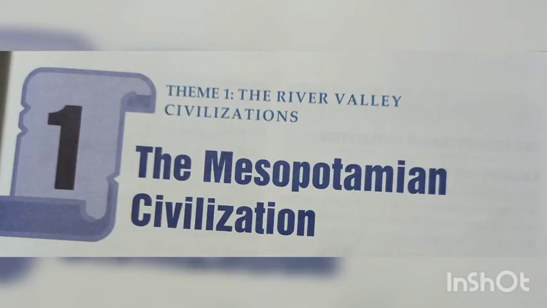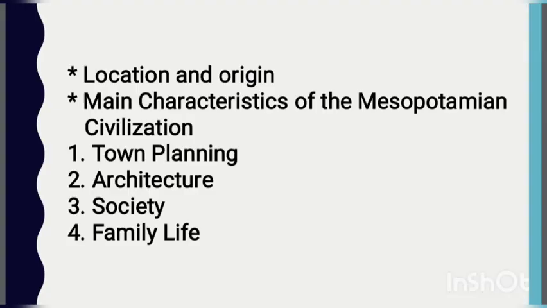Hello everyone. Let's continue the topic the Mesopotamian Civilization. In the previous lecture we have studied the meaning of civilization and important features of a civilization. Today we are going to discuss location and origin, then main characteristics of the Mesopotamian civilization. In that, we are going to see town planning, architecture, society, and family life.